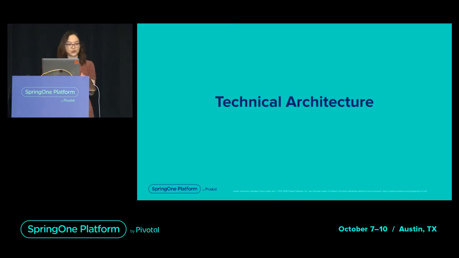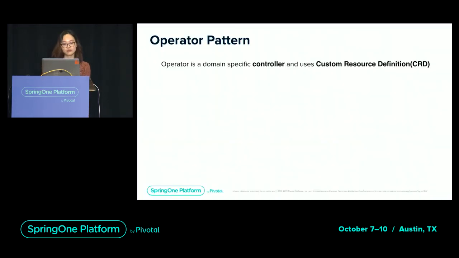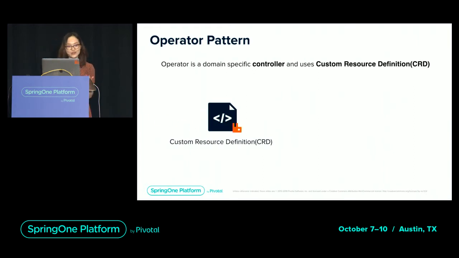So now I'll move into the technical architecture. The way of extending the Kubernetes API by plugging in your own controller that we talked about in the previous slide is called the operator pattern. It was introduced by CoreOS, and basically you define a custom resource definition that represents your own resource, in this case a RabbitMQ instance. And you also write a controller that knows how to reconcile the desired state and the actual state of the custom resource we have defined.